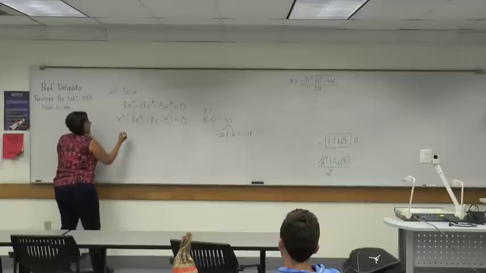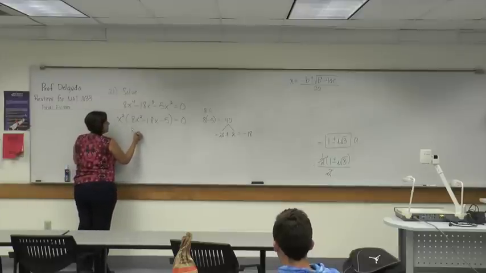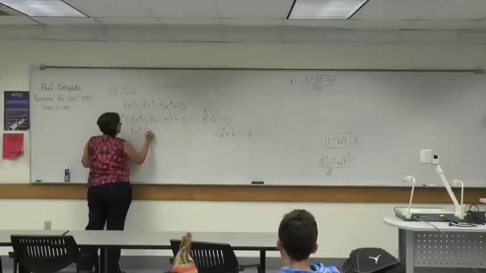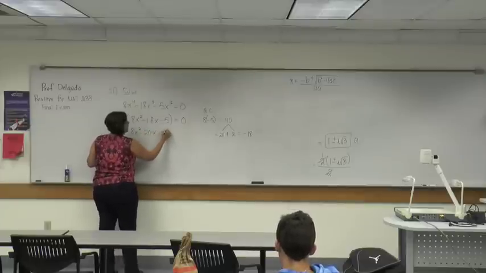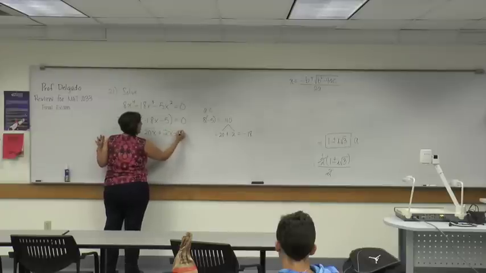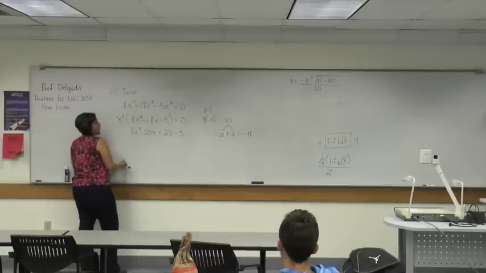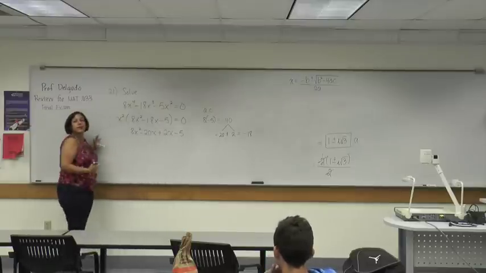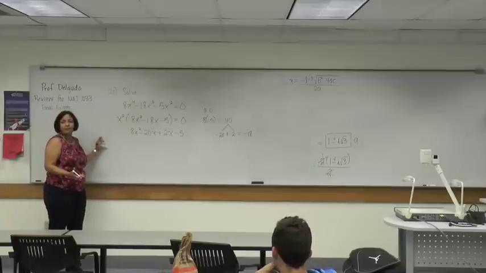So I'm going to write this as 8x squared, and let's do minus 20x plus 2x minus 5. Okay. And I'm not going to forget about the x squared. I'm going to keep bringing that down. But now I have these four terms. I'm going to do factoring by grouping.